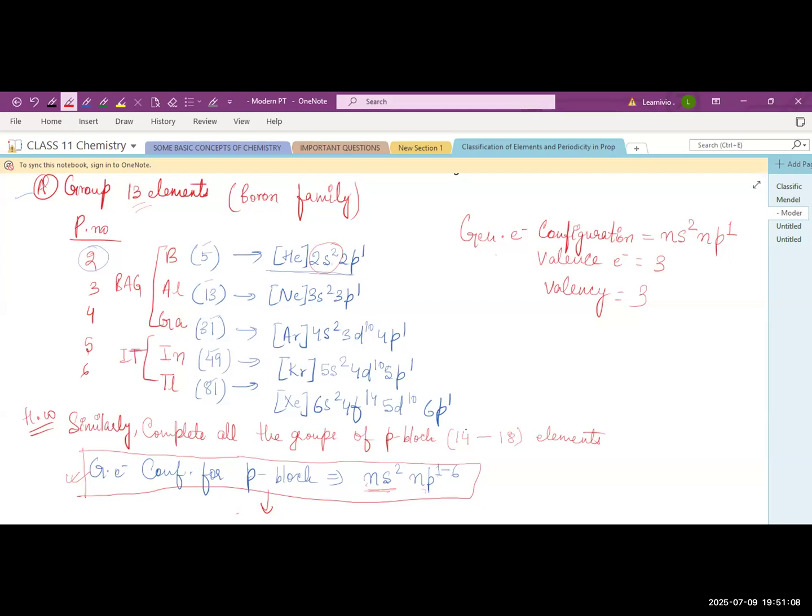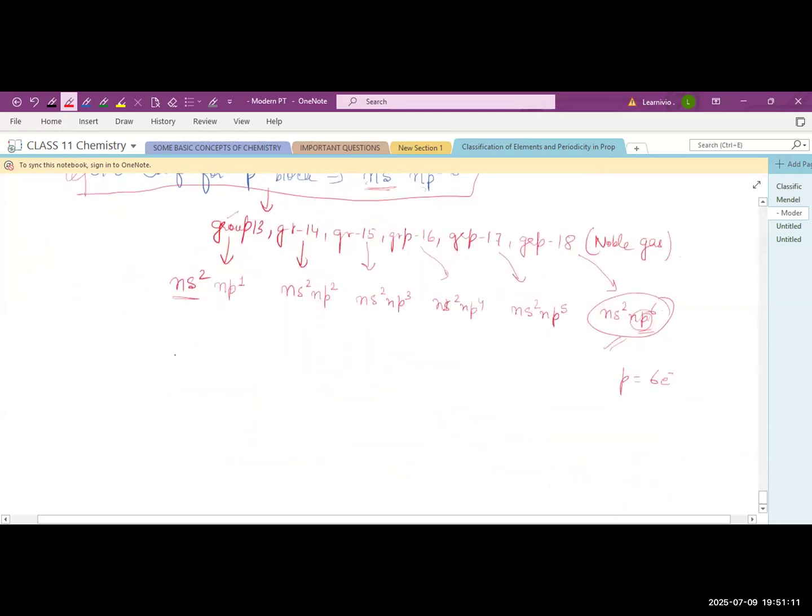I'm done. Yeah, tell me. Okay. First one is carbon. It will be He 2s2 2p6. Next one will be Ne 3s2 3p2. And then 3s2 3p2.